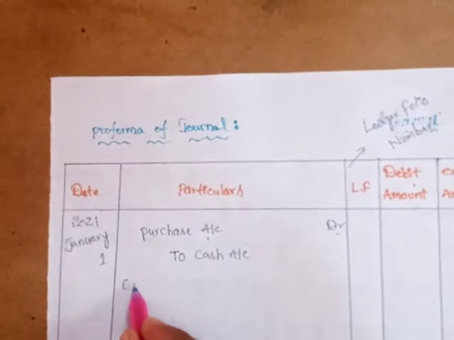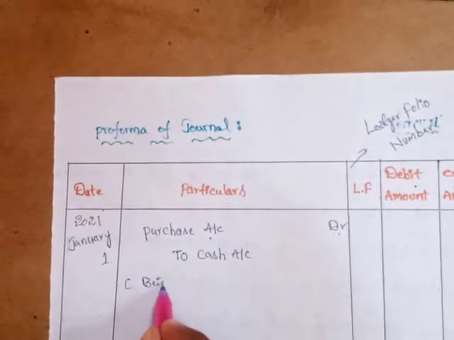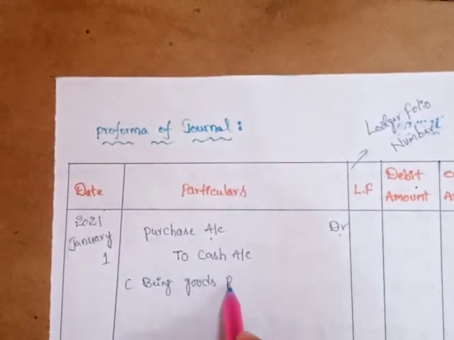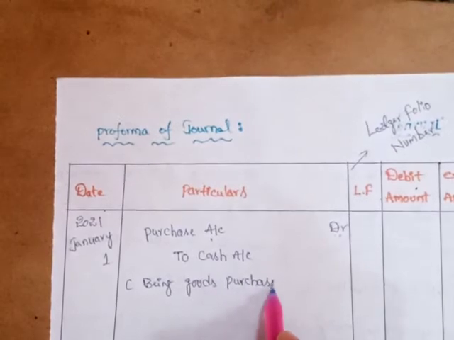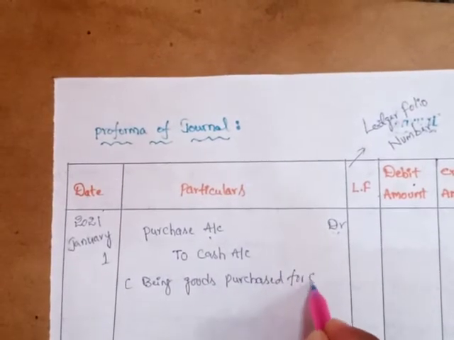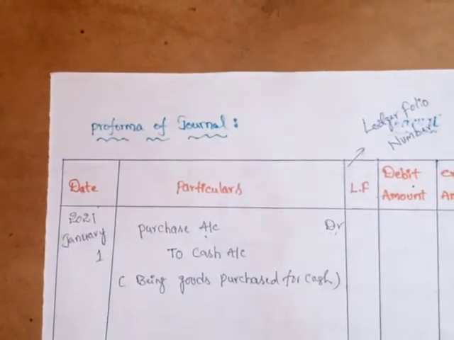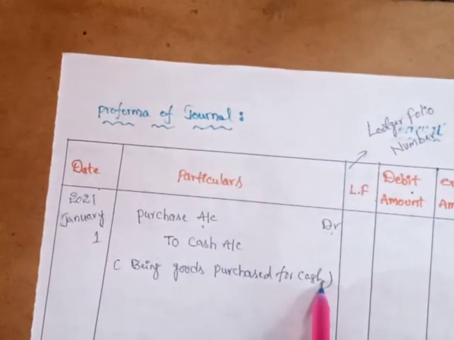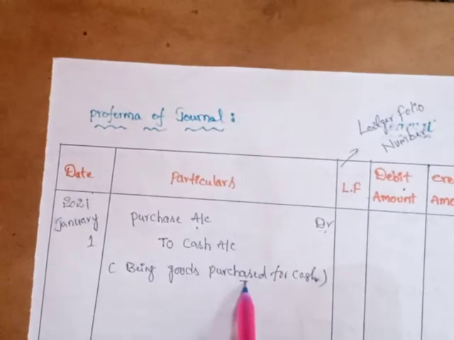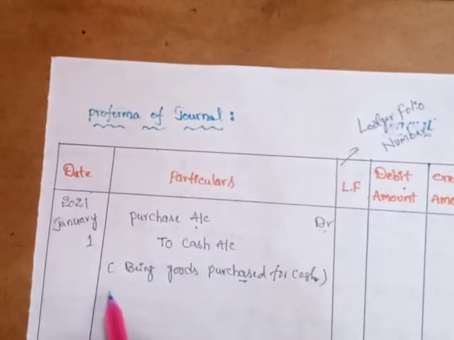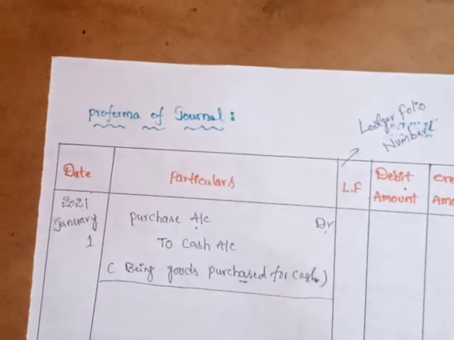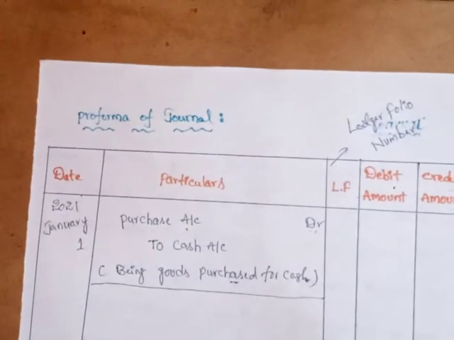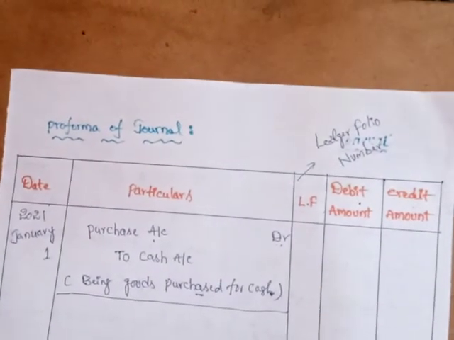So being goods purchased for cash. Like this, we have to write a brief explanation about the entry. This is called narration. This brief explanation about the entry in brackets is called narration. So after completing the entry, we should draw a line for particular column.